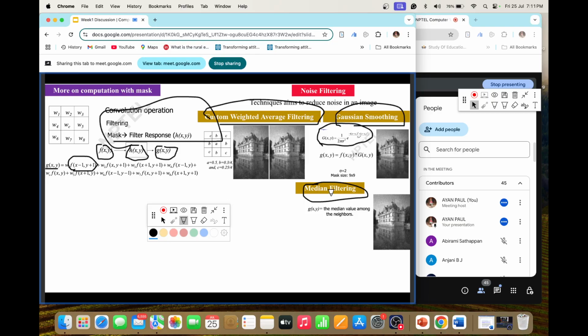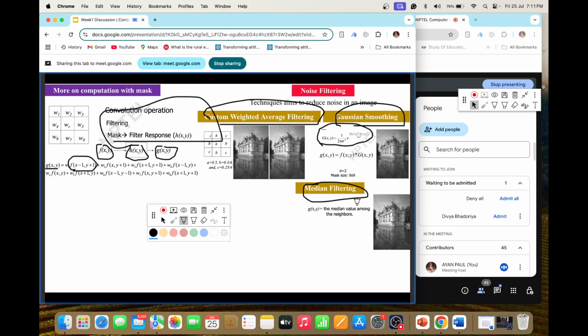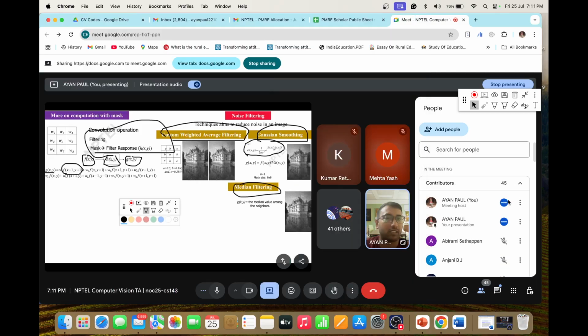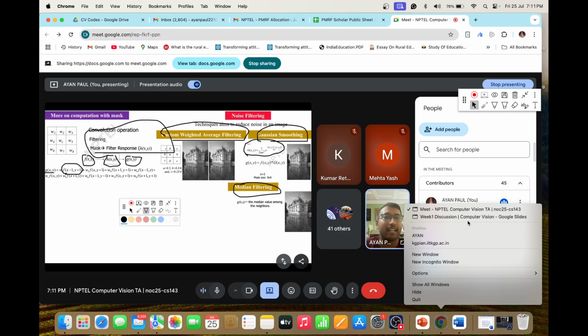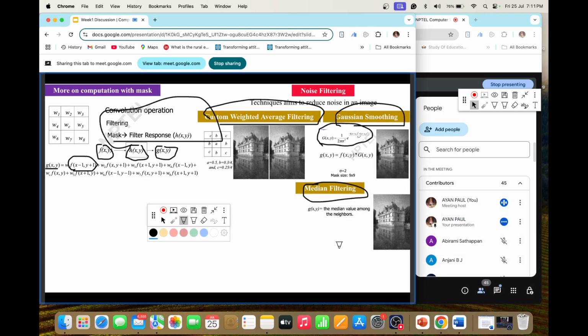Median filtering means your g(x,y), or the result, will be the median value among the neighbors. So we will choose, let's say, 3 cross 3. What we will do is find the median value and replace the center pixel by this median value. So that is median filtering. So these are the three types of filtering that are used.